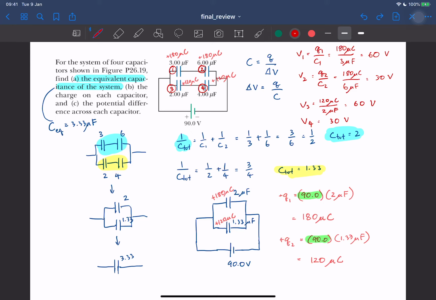And then the other thing is that when capacitors are connected in parallel like this, they have the same voltage across them. For capacitors which are connected in series, they have the same charge on each one. So from all that information, you can calculate exactly what I did here.